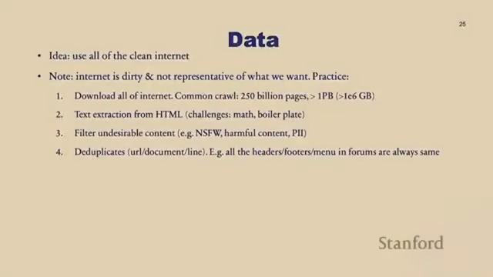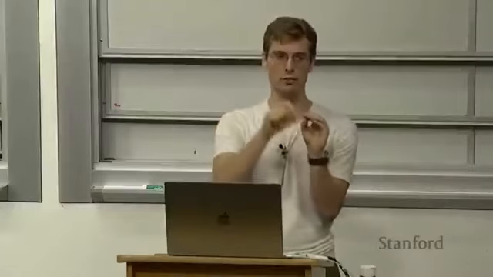The fourth step is deduplication. As I said, you might have things like headers and footers in forums that are always the same, and you want to remove that. Another thing you might have is a lot of URLs that are different but actually show the same website. You might also have a lot of paragraphs from common books that are duplicated 1,000 times or 10,000 times on the internet. So you have to deduplicate. It's also very challenging because you have to do that at scale.